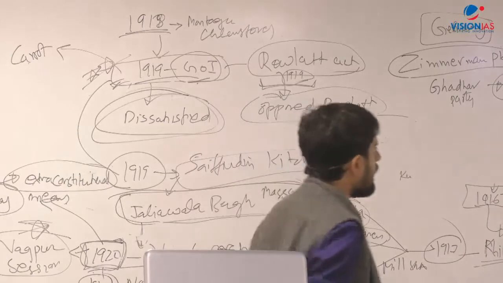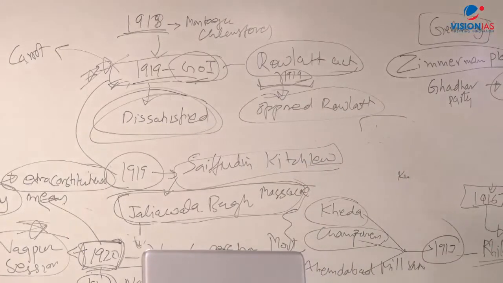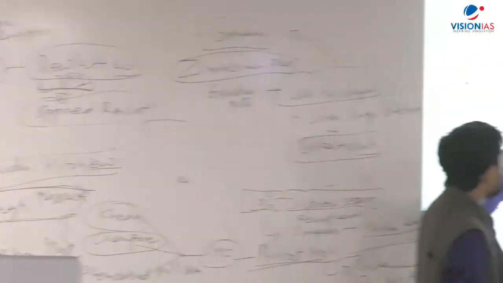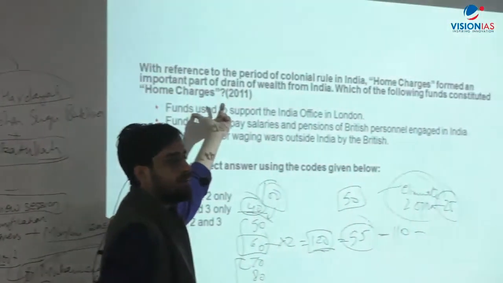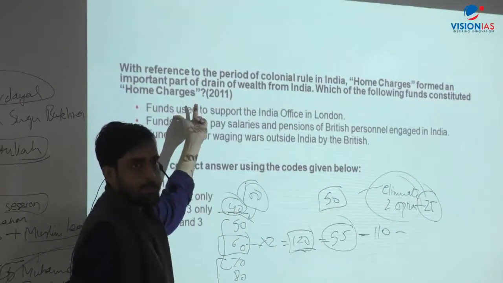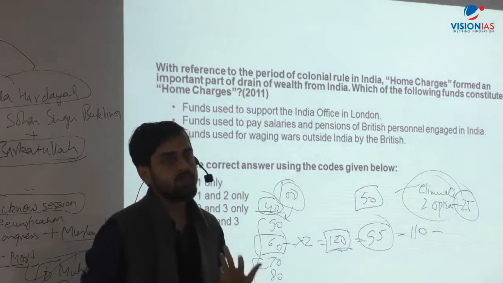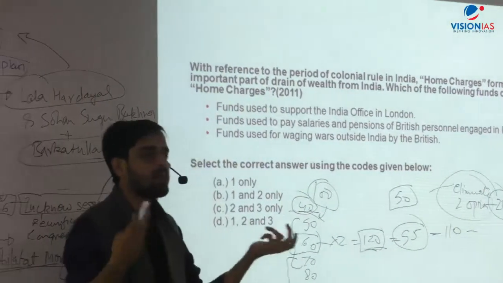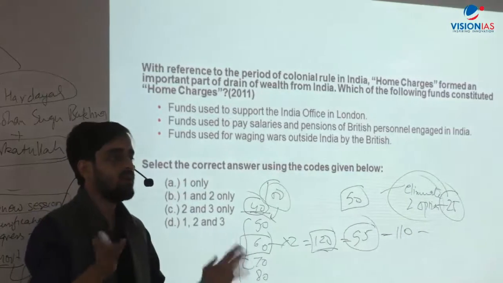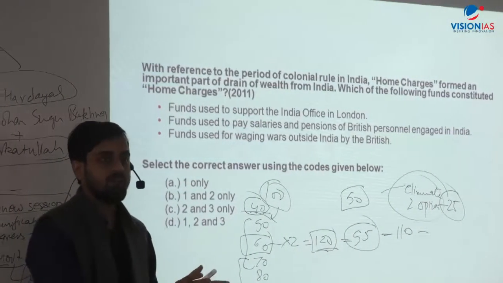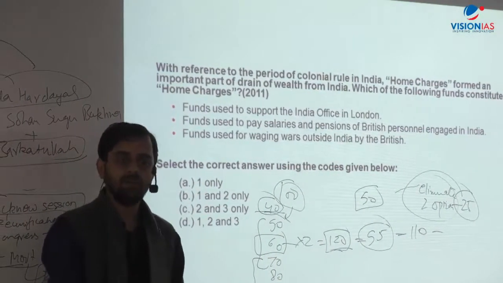So अब इस question में, this is a question about the drain of wealth, and in this question, as I told you that the expenses of Indian administration were paid by Indians. So if there was an Indian office in London, हमने तो कभी बात नहीं करी कि there was an Indian office in London or not. लेकिन if there was an Indian office in London, it had to be paid by Indians.